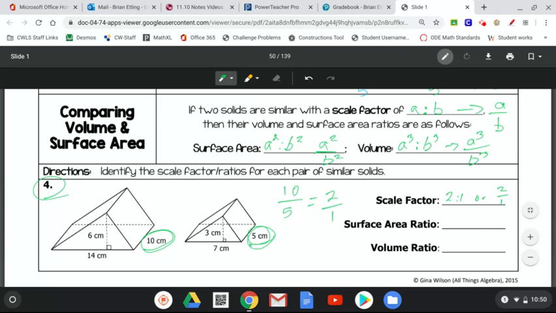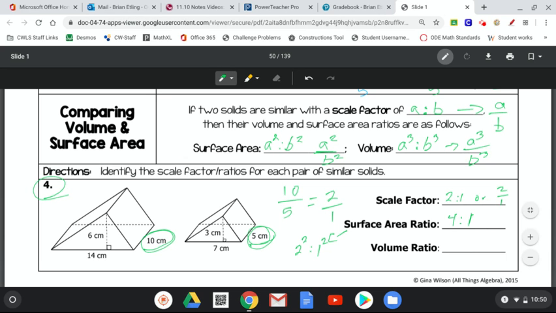Now, what we do for surface area is we're going to take both values and square them. So for surface area, it's basically saying 2 squared to 1 squared. We're going to put that in our calculator and see what we get. So for the surface area ratio, 2 squared is 4, and 1 squared is just 1, okay? So it's 4 to 1 or just 4 over 1.